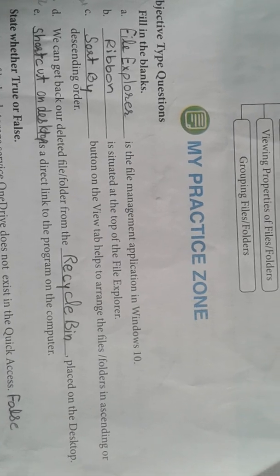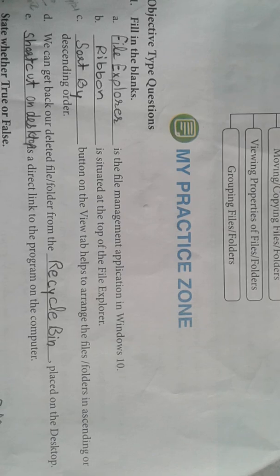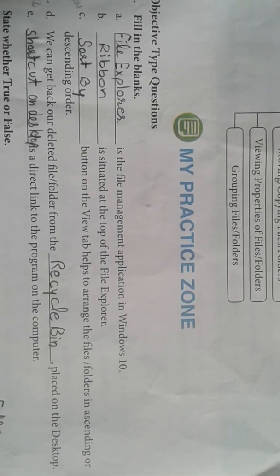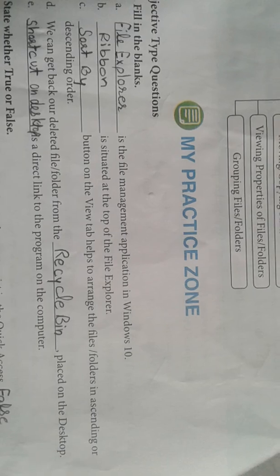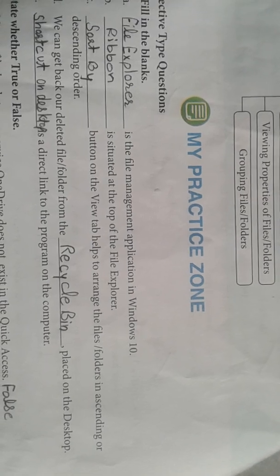Then the third one, dash button on the View tab helps to arrange the files and folders in ascending or descending order. Which option is going to arrange the files and folders in ascending or descending order? I think all of you know the answer of this one. Sort by. Through sort by we can arrange the files and folders in ascending or descending orders, right?